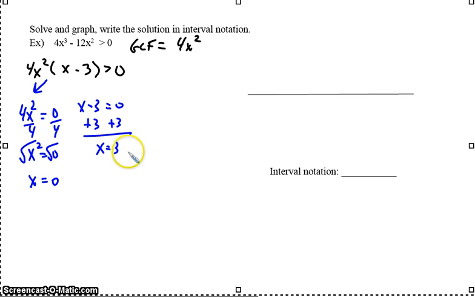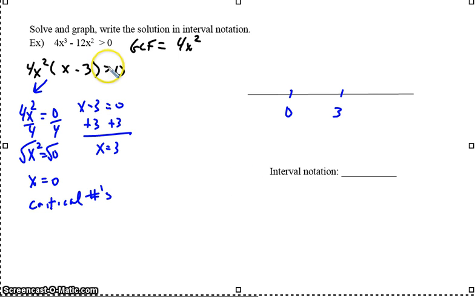So these are what we call our critical numbers. They're called our critical numbers because they're the numbers we're going to put on the number line. So if it asks you to find the critical numbers, it's just the numbers that you get when you end up factoring, or the polynomial that you have started with.